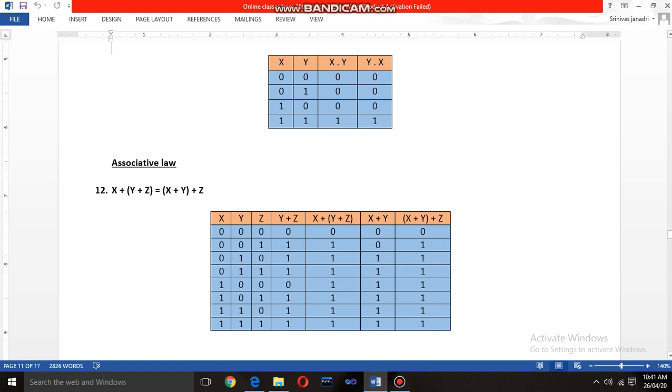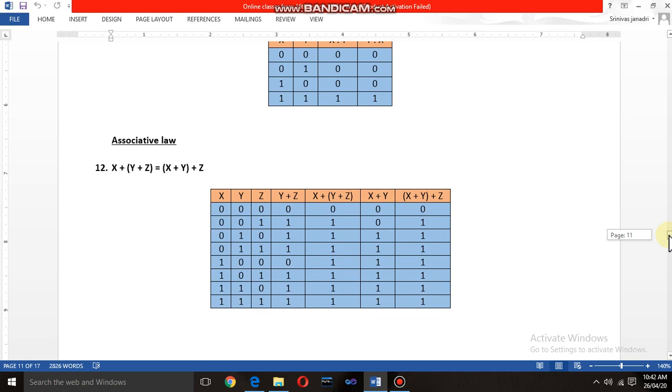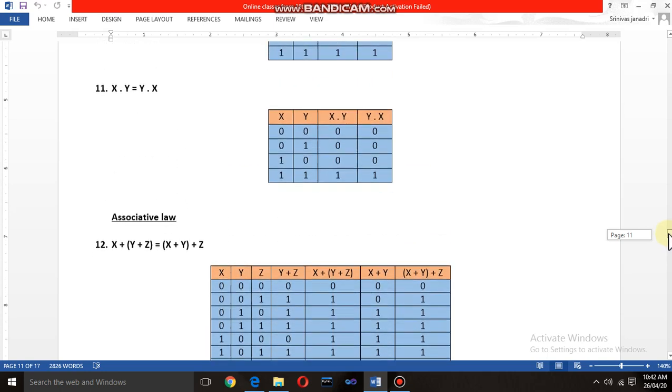In the last video, we discussed some basic laws needed. Basic laws are also postulates of Boolean algebra, which are very important in solving Boolean expressions. The last laws we discussed are the commutative and associative laws.